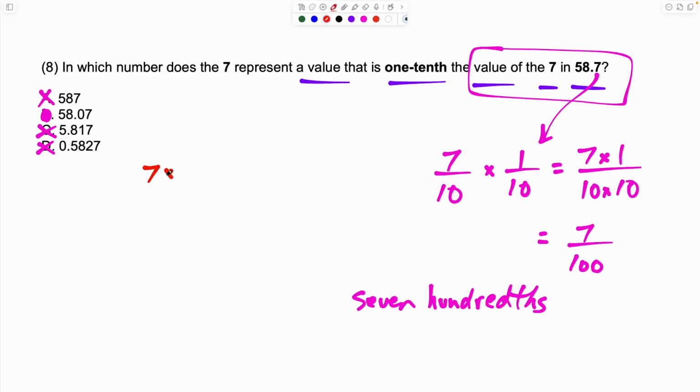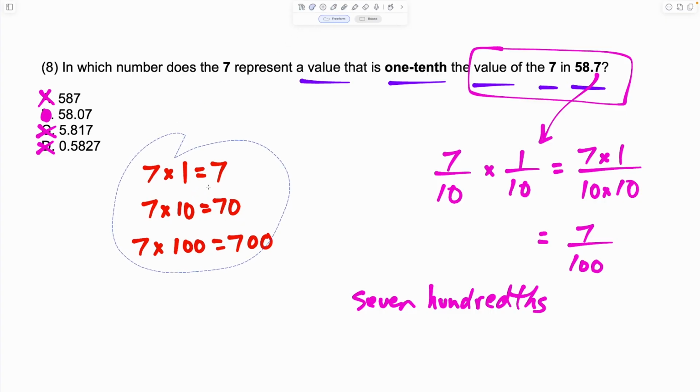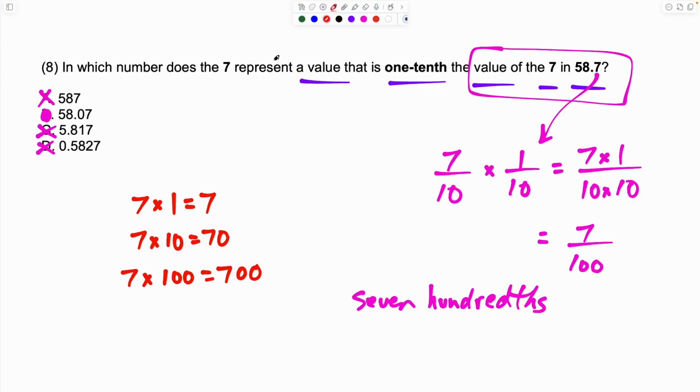7 times 1 is 7 when we were talking about place value. And then if I do 7 times 10, that gives me 70. If I do 7 times 100, that gives me 700, or a 7 in the hundreds place. So the pattern is when I'm going this way, I'm going times 10. Okay, see, I'm just going times 10 when I'm going down. 7 times 10 is 70. 70 times 10 is 700.